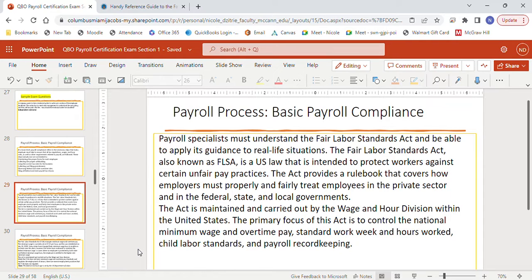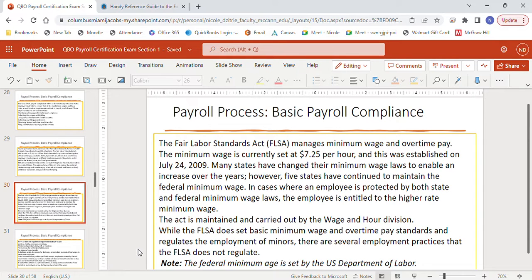The Act is maintained and carried out by the Wage and Hour Division within the United States. The primary focus of this Act is to control the national minimum wage and overtime pay, standard work week and hours worked, child labor standards, and payroll record keeping. The FLSA manages minimum wage and overtime pay. The minimum wage is currently set at $7.25 per hour, and this was established in 2009.